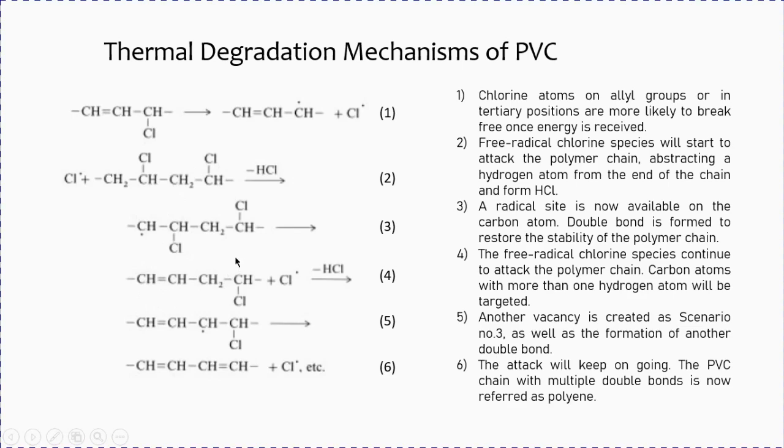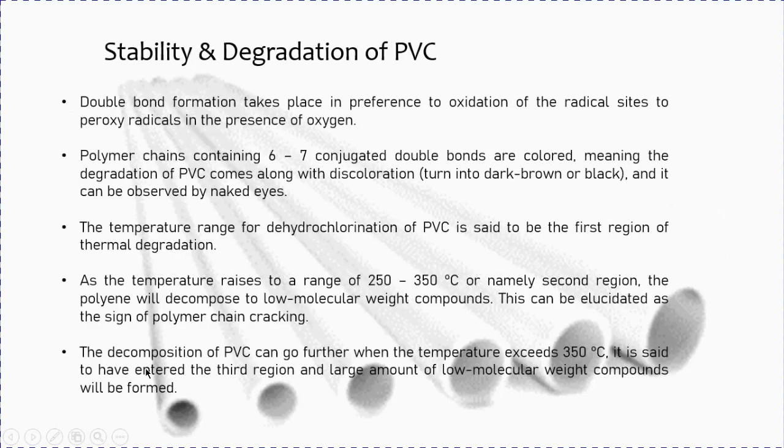Polymer chains containing 6 to 7 conjugated bonds are colored, meaning the degradation of PVC comes along with discoloration, and it can be observed by naked eyes. The temperature range for dehydrochlorination of PVC is said to be the first region of thermal degradation.